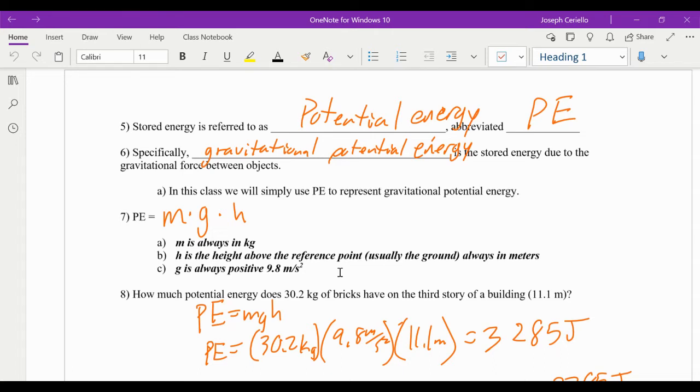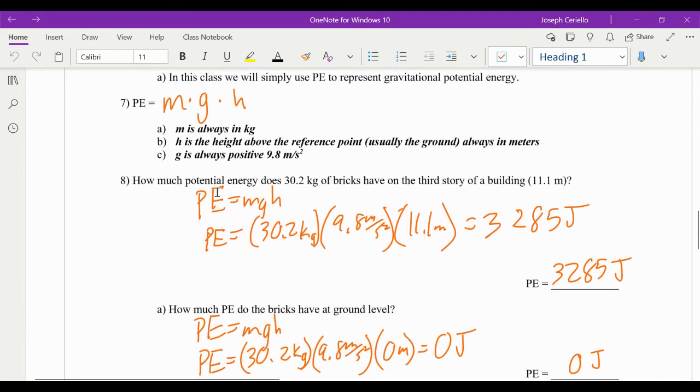So our equation for potential energy is mgh. M is the mass, always in kilograms. H is the height above ground level, and it's always in meters. And little g is always positive in this equation, 9.8 meters per second squared.